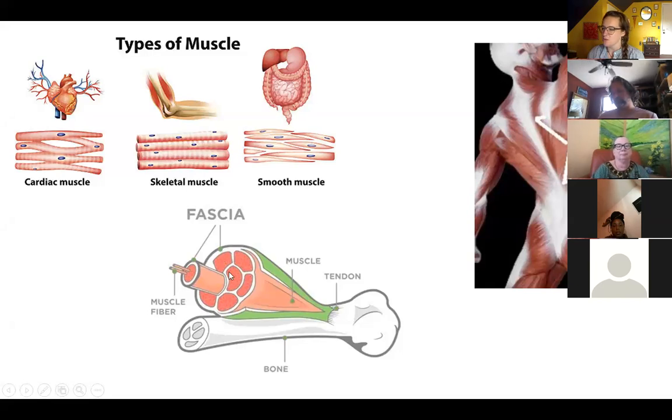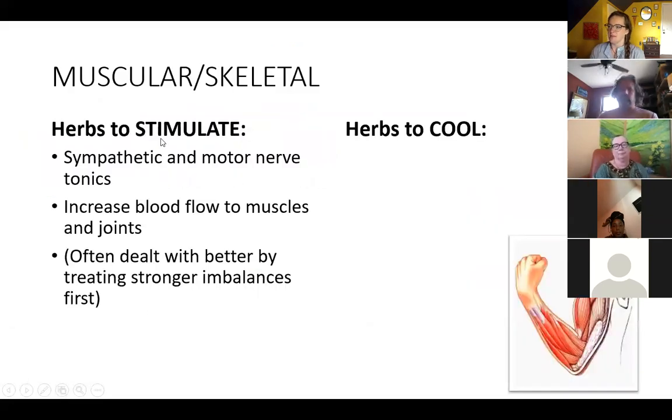And then the fascia is interwoven in all of it. And that's what gives us strength and motion. That's how I kind of see it. So deficiency here would be sympathetic and motor nerve tonics.